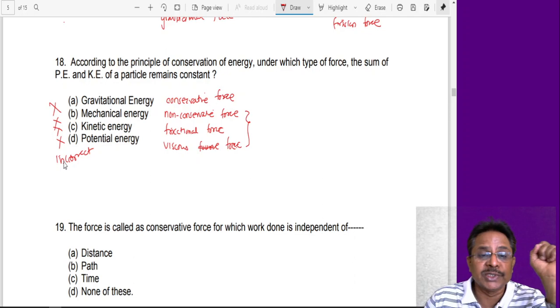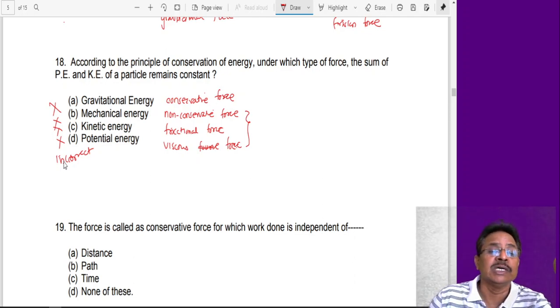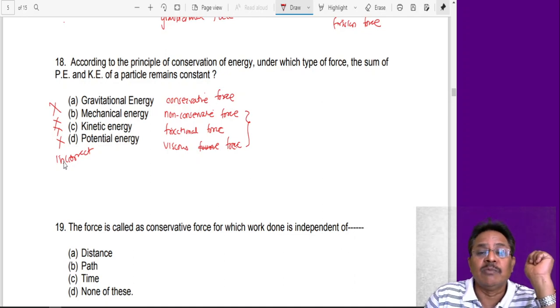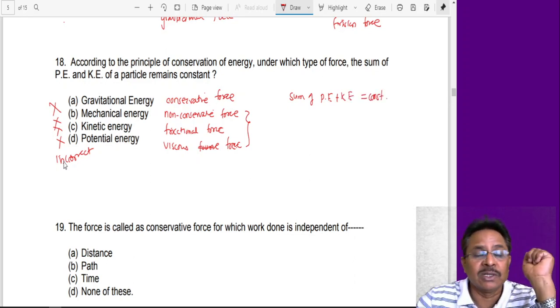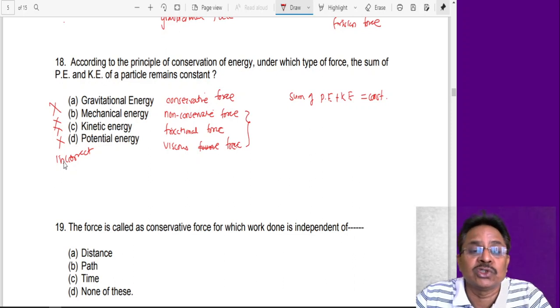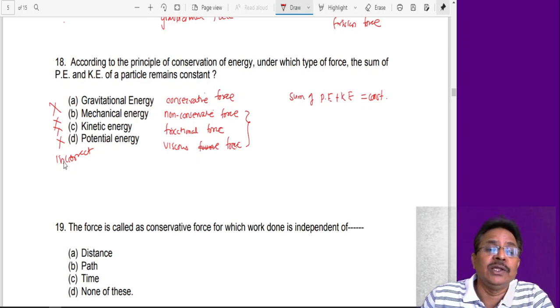But in case of a conservative force field like a gravitational field or an electrostatic field produced by a positive or negative charge, the sum of PE plus KE is always found to be constant, and that's why we call it the law of conservation of energy. So the law of conservation of energy is valid in the conservative force, and that's why option A would be correct, as shown by this example.